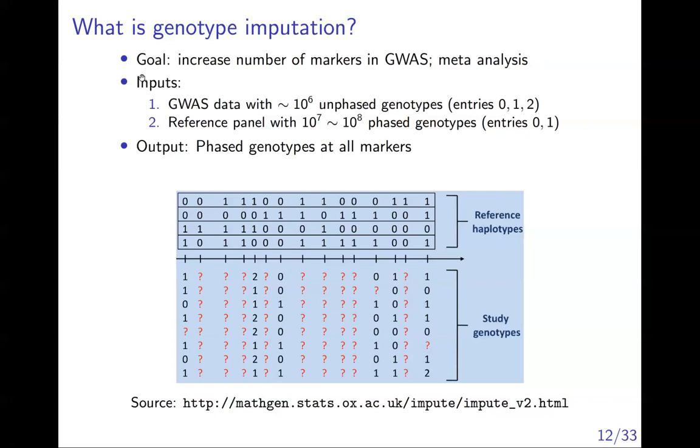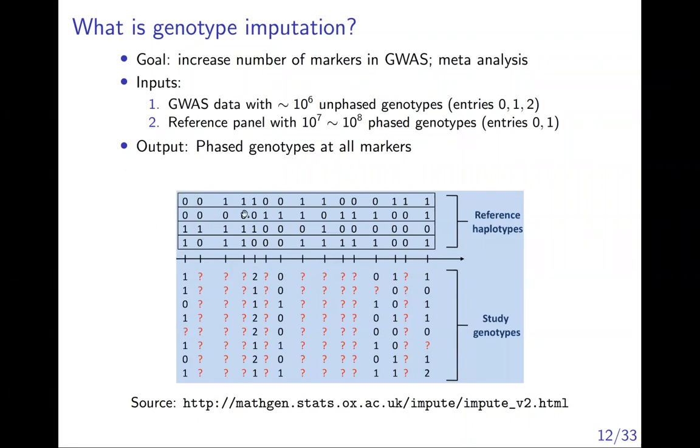In genotype imputation, there are two inputs. One is your GWAS data. It's visualized here. Every row is a sample, and every column is a SNP. And then the second input is a reference panel. It's visualized here.